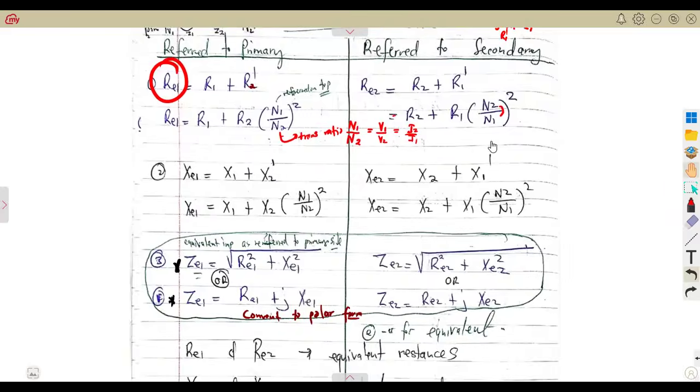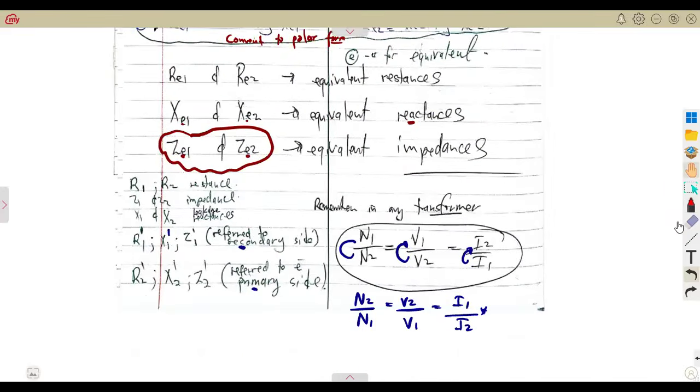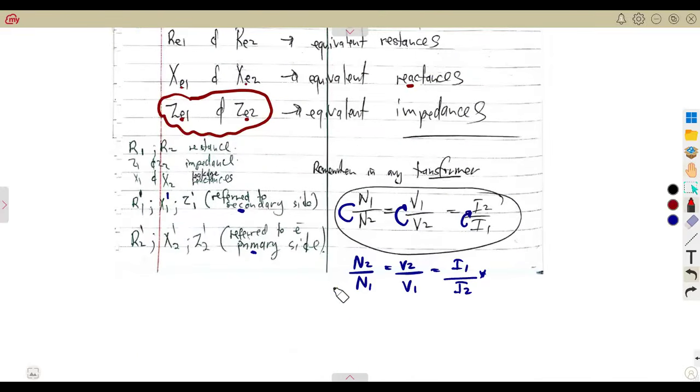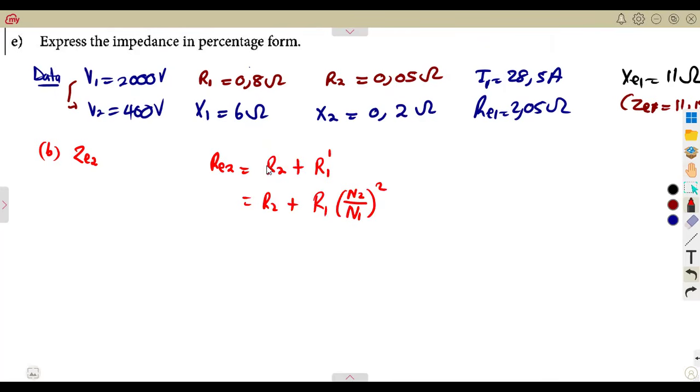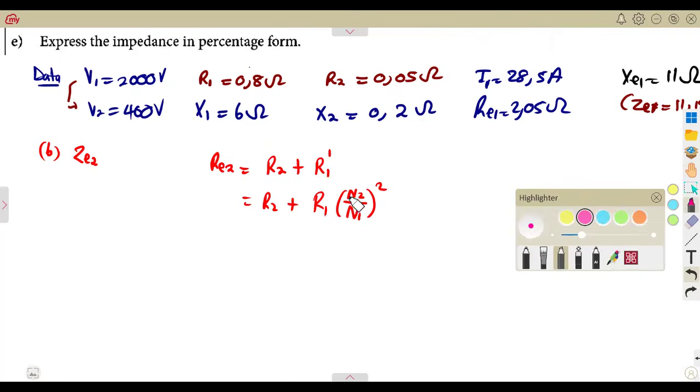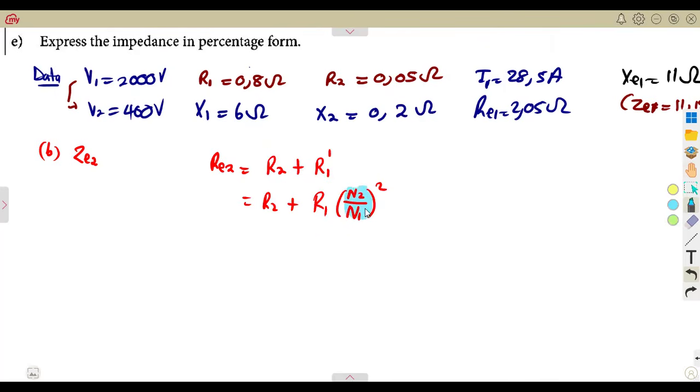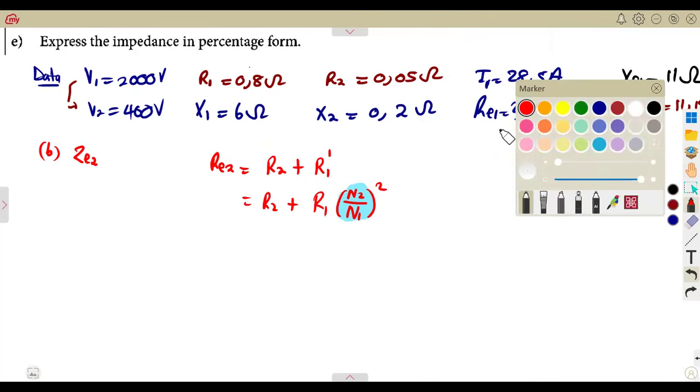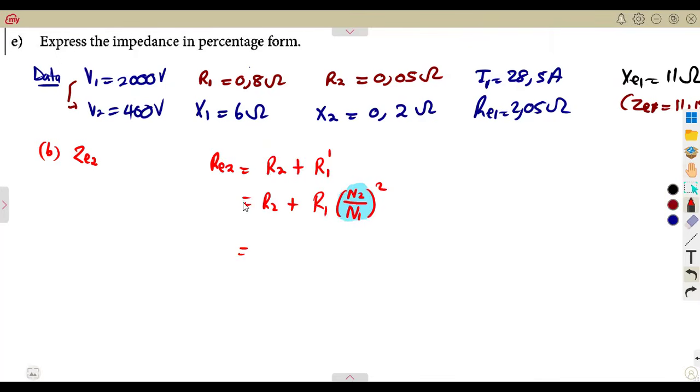Where now you have to change from this idea that you have, if it was N1 over N2, N2 over N1 would be V2 over V1. You just interchange. So in place of this N2 over N1, because you're now considering the secondary side, you substitute this as V2 over V1. That is the major part, but nothing has changed, just as it was before.